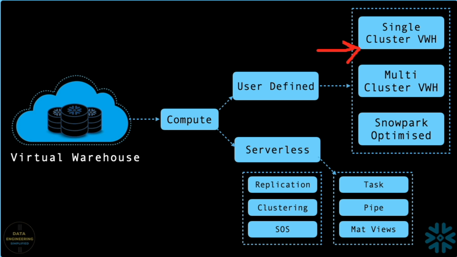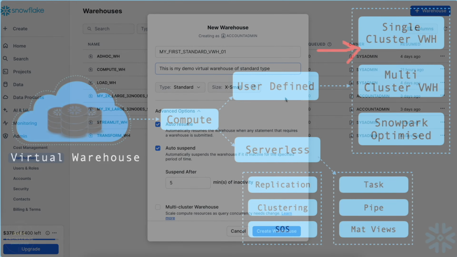This is a single cluster virtual warehouse. However, it can go from one node with extra small up to 512 nodes with 6X large cluster. So a single cluster virtual warehouse can be a multi-node virtual warehouse. So don't get confused with the word single. It is just one single cluster. However, it can have one to many nodes as per your configuration.